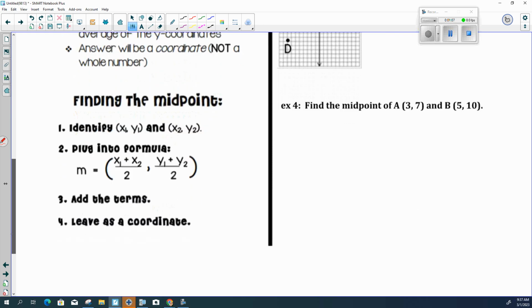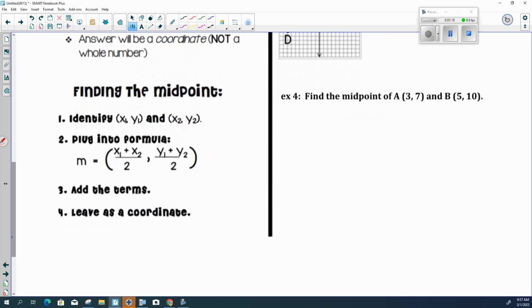Okay, we're going to start with example 4. Jared, will you read step number 1? I'm not 100% certain, but I think this was the biggest hiccup yesterday with our formula, is not doing step 1 properly. So please take the time to do it. This is our first ordered pair, so I'm going to name it x1, y1. This is our second ordered pair, so I'm going to name it x2, y2.